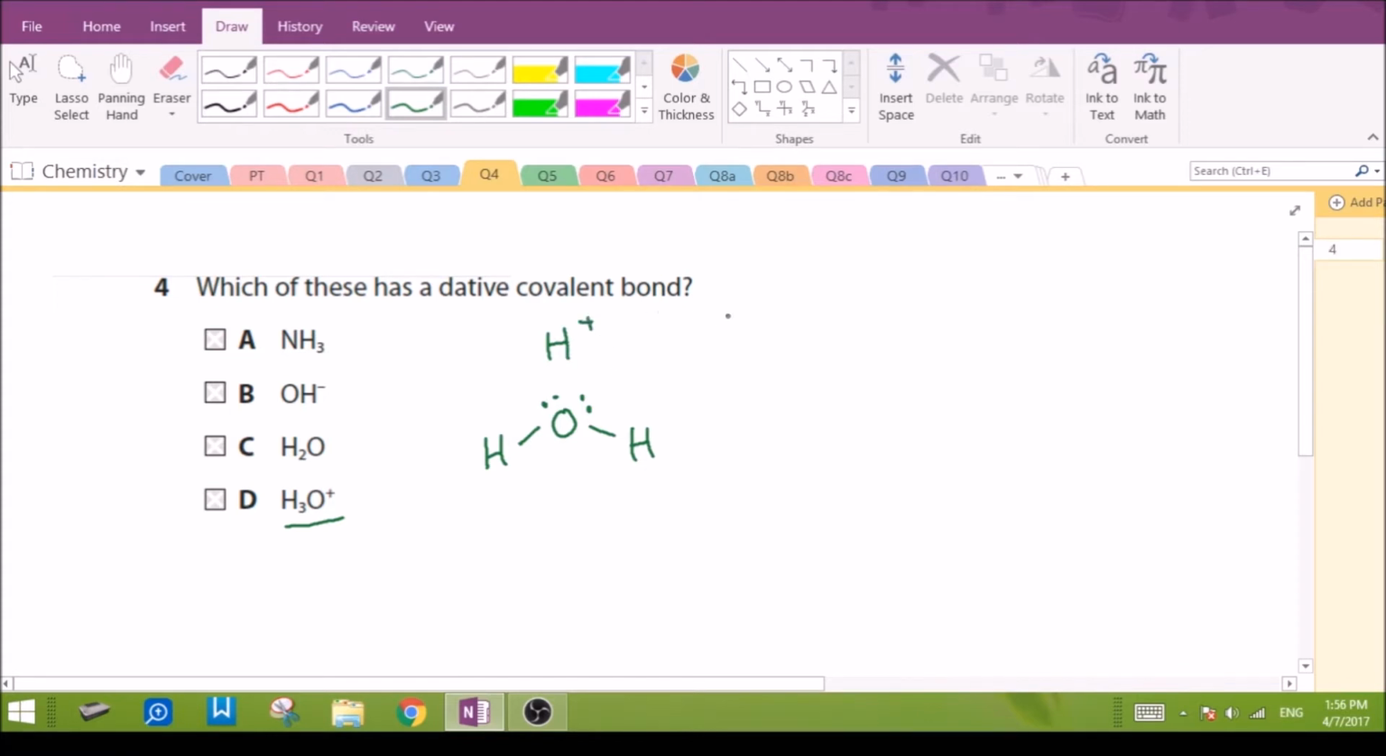It has lost 1 electron. If you were to visualize, H has 1 electron, and for it to become H plus, it has lost that 1 electron. So what it can do is accept a pair of electrons from the oxygen. Oxygen will donate 1 whole pair of electrons to H plus. And this is where we will form our dative bond. So D is our answer.